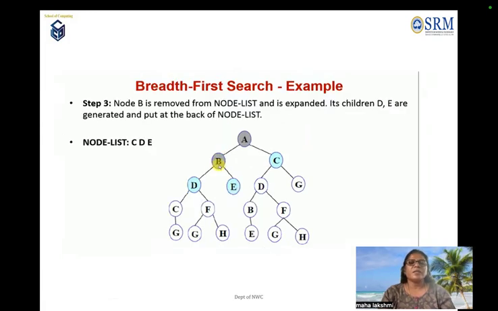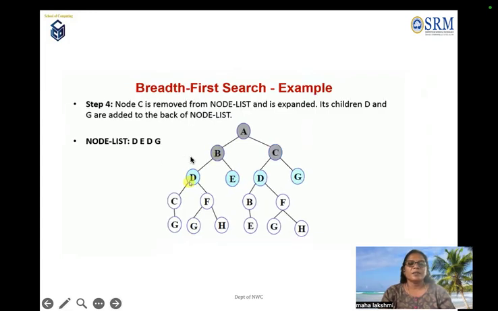Then B will be removed from the node list and expanded. Its children are D and E, and they will be put back into the node list. Then C will be removed from the node list and expanded, and its children are D and G. They will be put into the back of the node list, that is the queue.